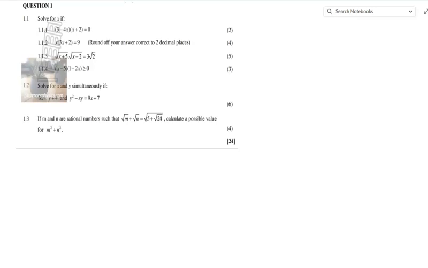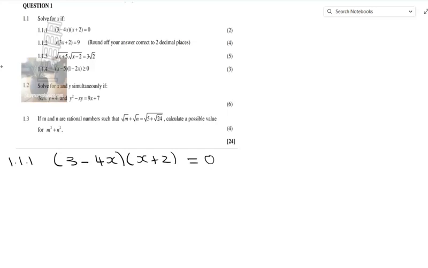Okay, let's get right into it. We have solve for x, so we're going to be working on solve for x. Question number 1.1.1, it says we must solve for (3 minus 4x)(x plus 2) equals 0.